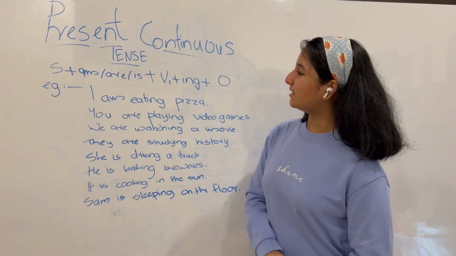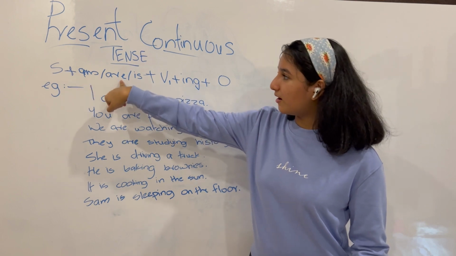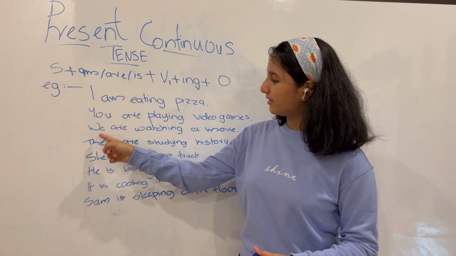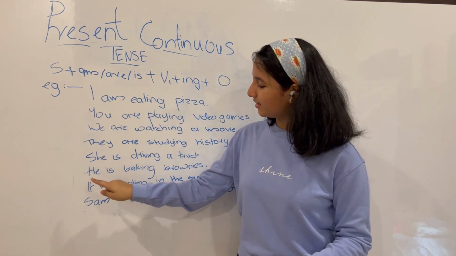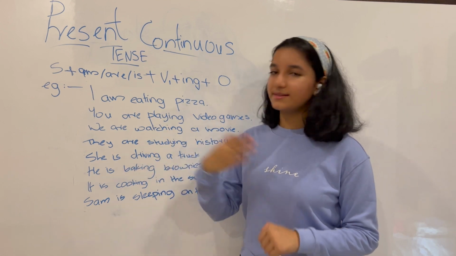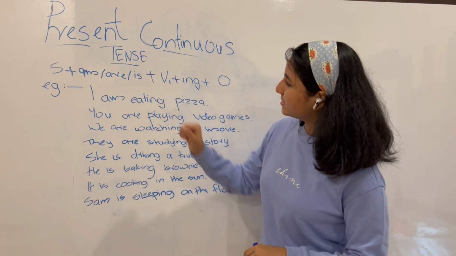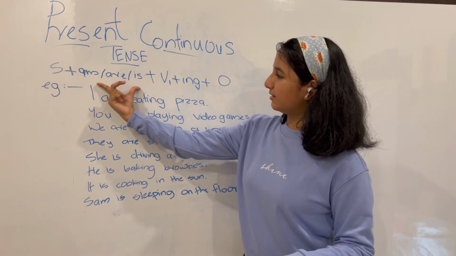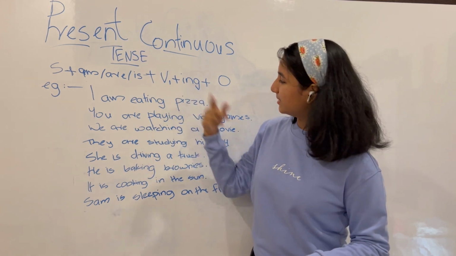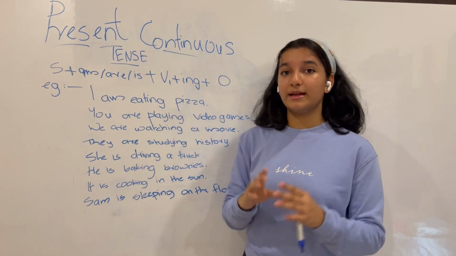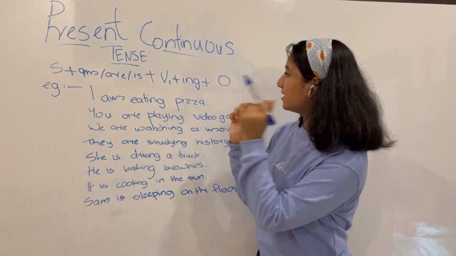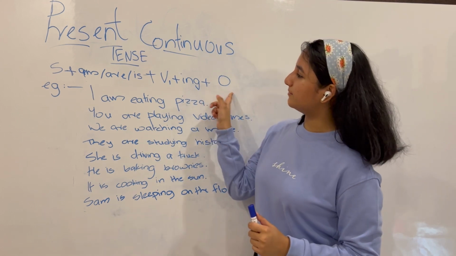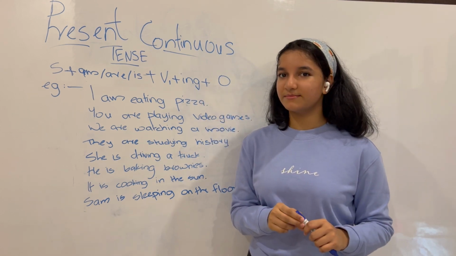So you can see here in the format that we can either use am, are, or is. With these examples, we can see that with I we have used am, with you, we, they we have used are, and with she, he, it, and Sam we have used is. All of these follow the format: there is a subject, we're using one of these three, we're using a verb in the first form plus ing, and also an object is present. So that is all there is for the positive sentences in present continuous tense.